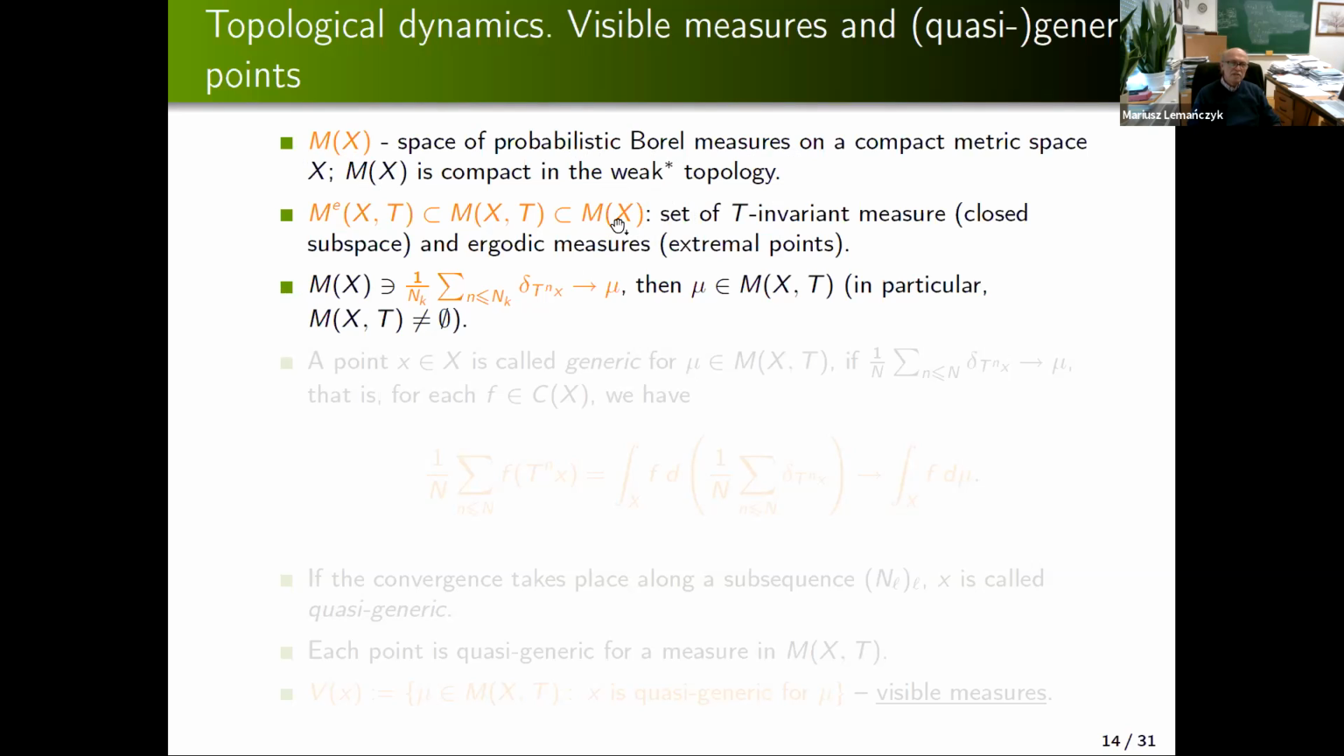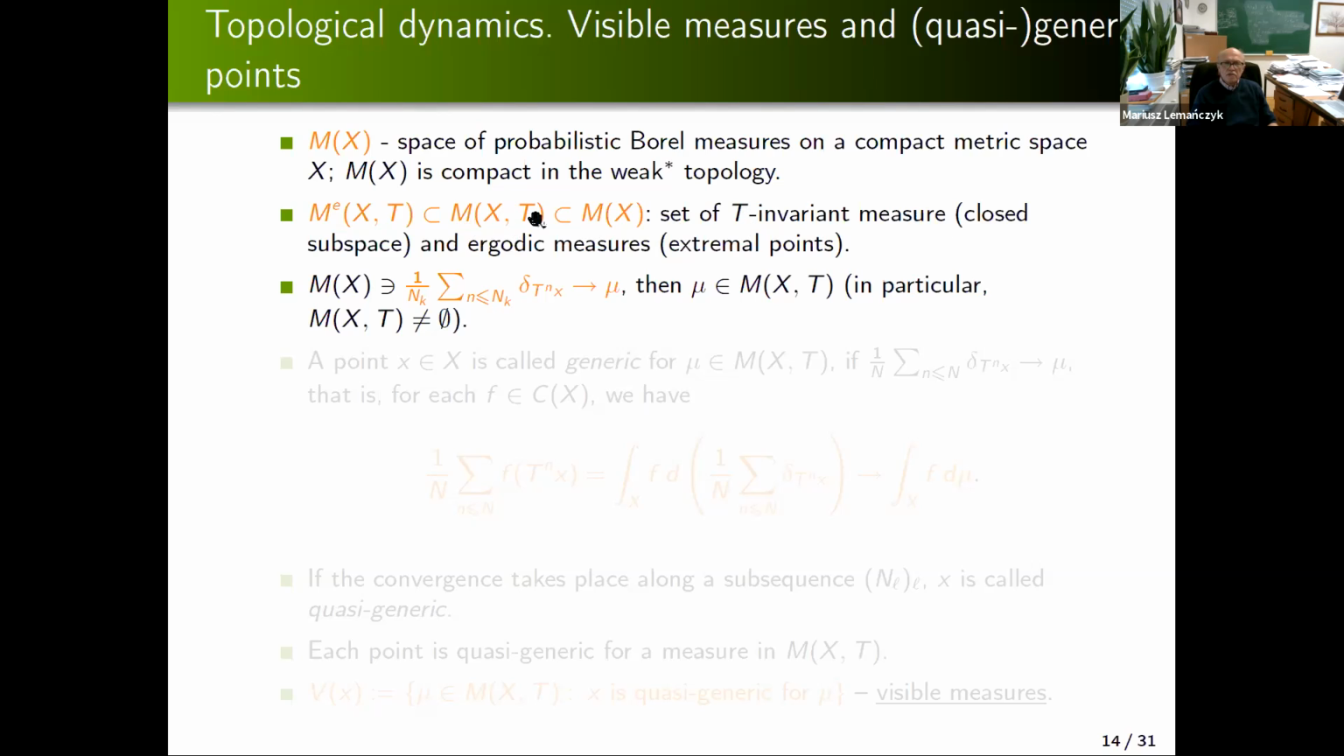And then we can ask, okay, I have many measures because I can take Dirac measures. For example, I take a point and I just take the Dirac measure corresponding to that point. But of course, if I take the Dirac measure, I may have a problem proving that this measure is something interesting for me, because we are interested in measures which are T invariant, right? Because these are objects we need in ergodic theory.